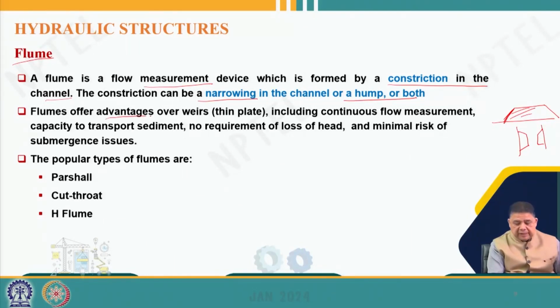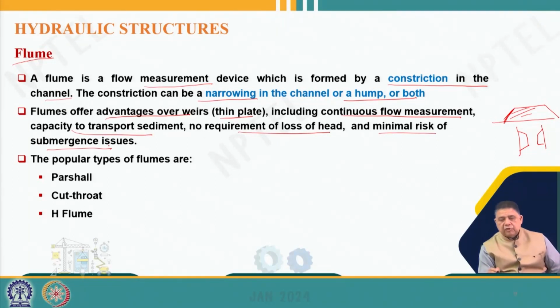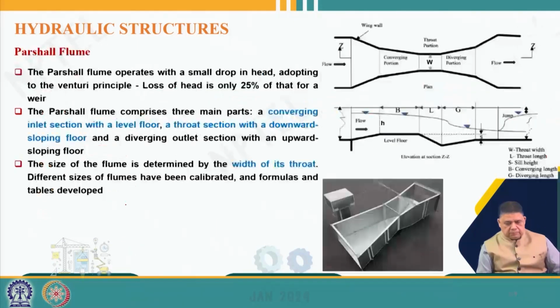And flumes offer advantage over weirs, thin plate weirs, including continuous flow measurement, capacity to transport sediment, no requirement of loss of head, and minimal risk of submergence issues. So, basically we saw that in the case of thin plate weirs, we had the requirement of free flow, which is not the case in the case of flumes. And there are three popular types of flumes which are used: Parshall flume, cutthroat flume, and H flume.